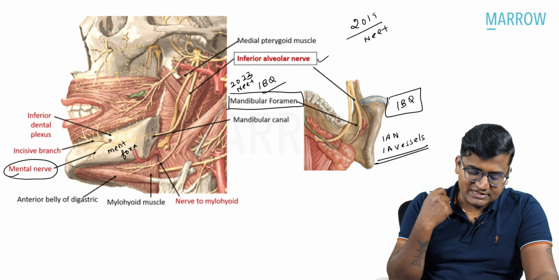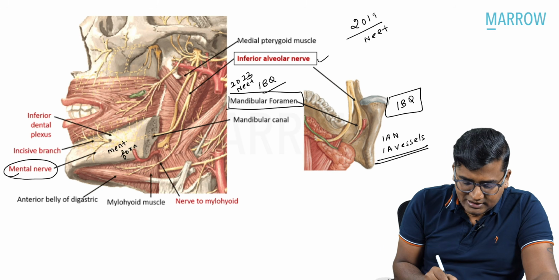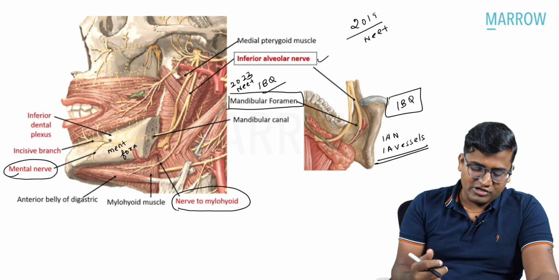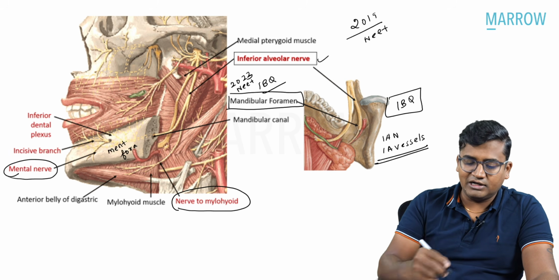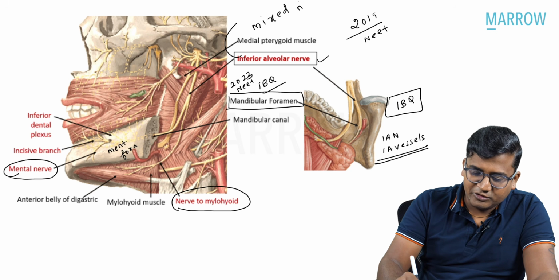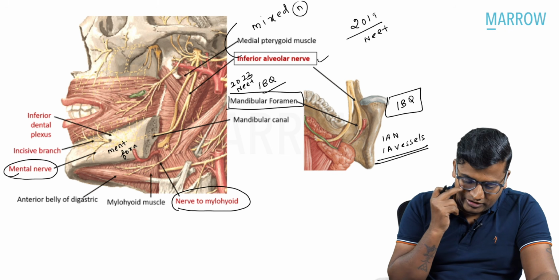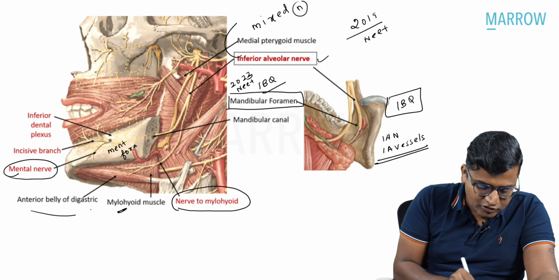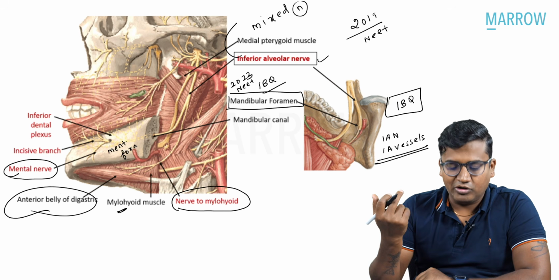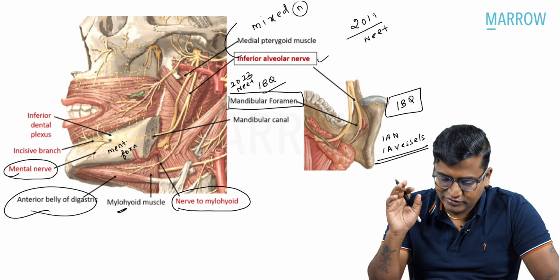Now an important point is that the nerve, before passing through the mandibular foramen, gives one motor branch. That branch is called nerve to mylohyoid. Nerve to mylohyoid is a motor branch from inferior alveolar nerve. So please remember, inferior alveolar nerve is a mixed nerve, which carries sensory fiber and motor fiber. Nerve to mylohyoid supplies mylohyoid muscle and also the anterior belly of digastric muscle. So two muscles are supplied by nerve to mylohyoid. Okay, these are some basic points you have to remember for the inferior alveolar nerve.